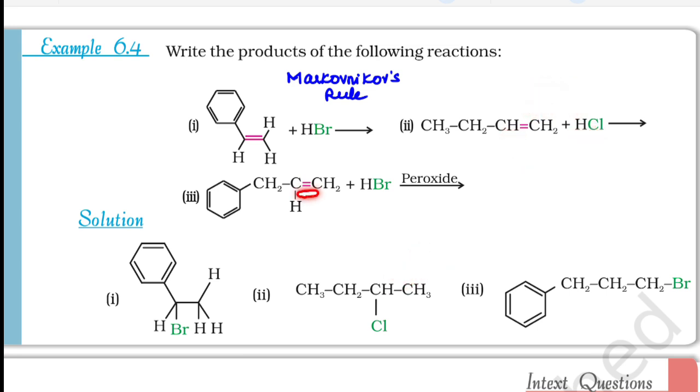And here again you can see there is a double bond and there is HBr. So whenever peroxide is there, it will be anti-Markovnikov's rule. If peroxide is absent, then it will be Markovnikov's rule. If peroxide is present, then you have to use anti-Markovnikov's rule. So here anti-Markovnikov's rule is hydrogen should be added to the carbon containing less number of hydrogen atoms. So this carbon is having less number of hydrogens. So add hydrogen to this carbon and add bromine to this carbon. So you can see this is the product which is obtained.